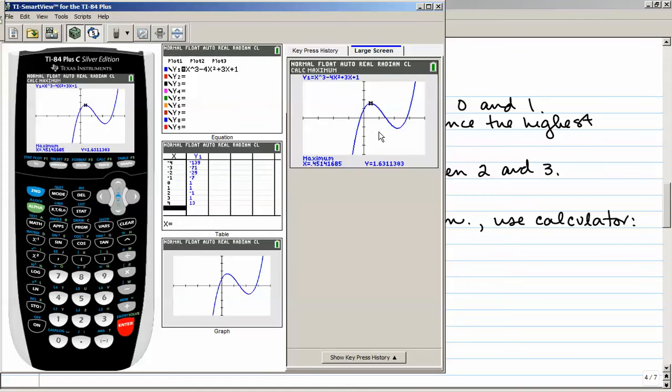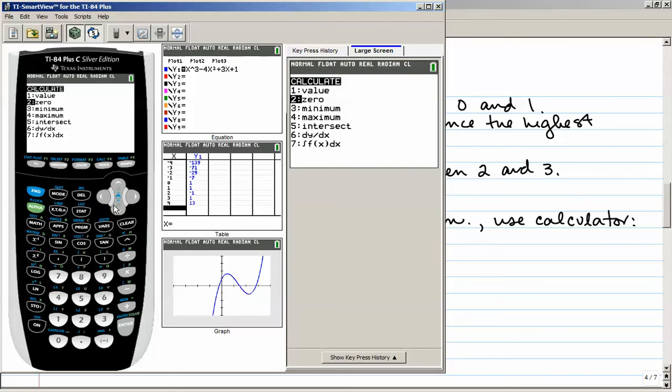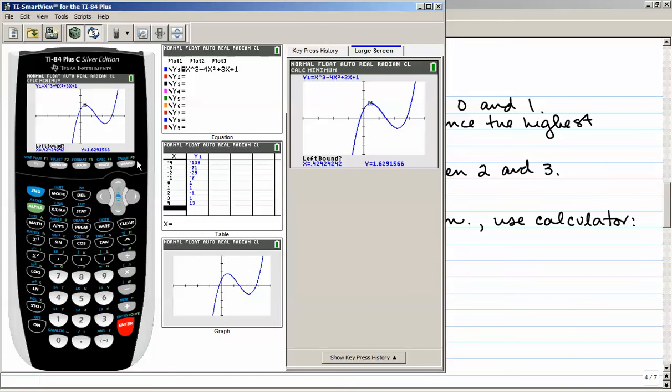Now let's look for that relative minimum. That's going to be a spot down here. So again, second trace, and I'll go down to minimum and hit enter. Move my cursor, actually anywhere in here would be fine. I'm just going to get a little bit closer to it. Okay, so that's kind of the left boundary. And now let's move it over to the other side of the minimum. Somewhere in there is good. Hit enter again. That's my right boundary.